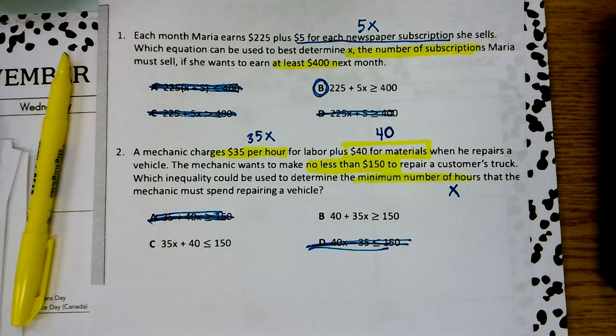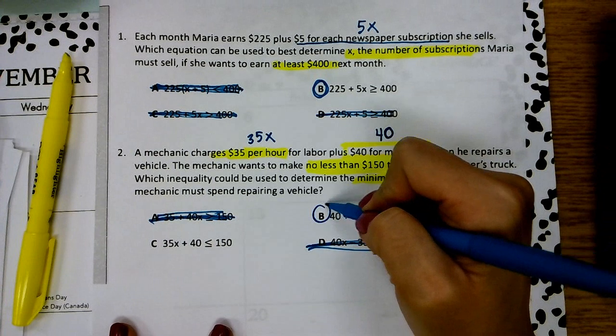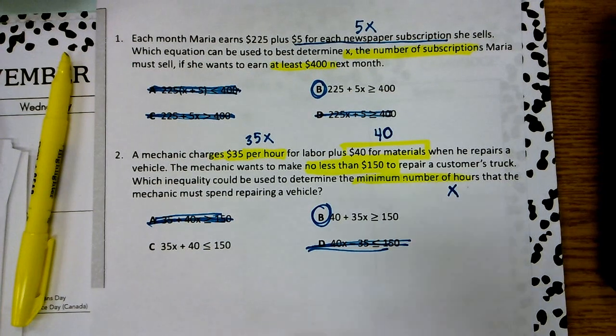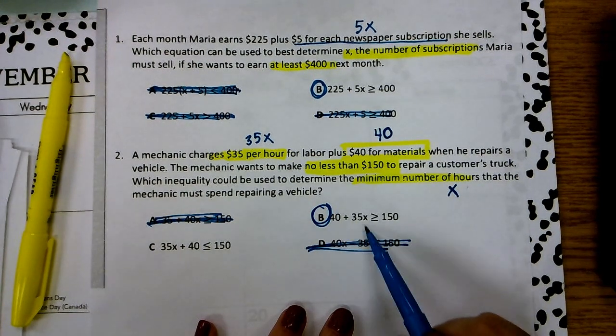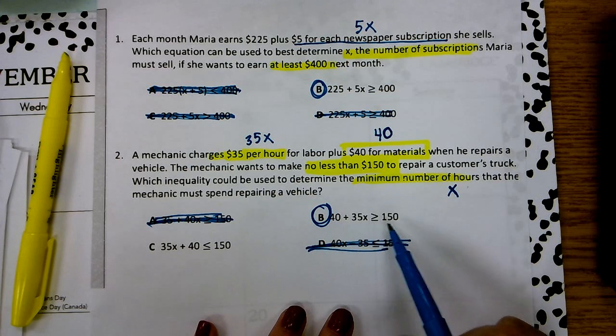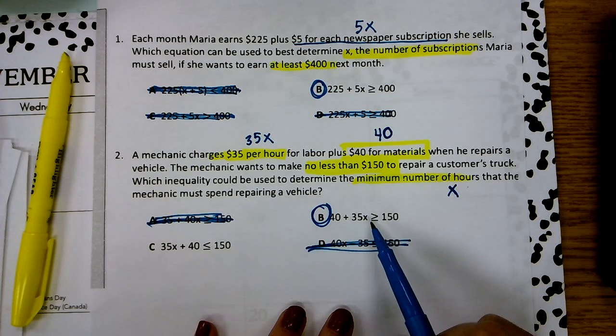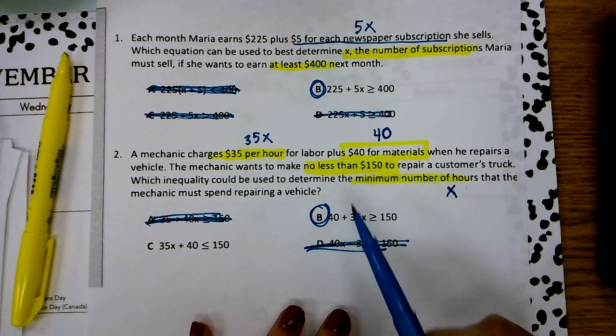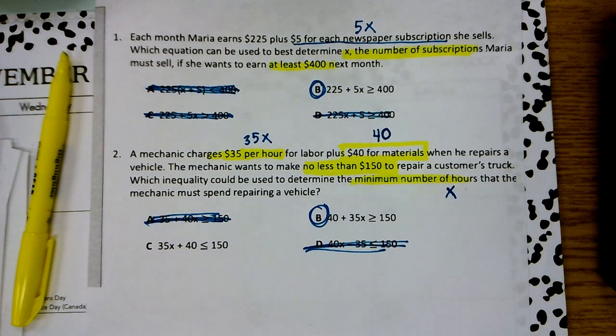Alright, so now we need to figure out if he wants to make no less than $150. So he wants to make $150 or more. So again here, the correct answer would be B. Because he's saying the amount of money that he's going to make is either equal to 150 or it's greater than 150. So it's no less than $150.